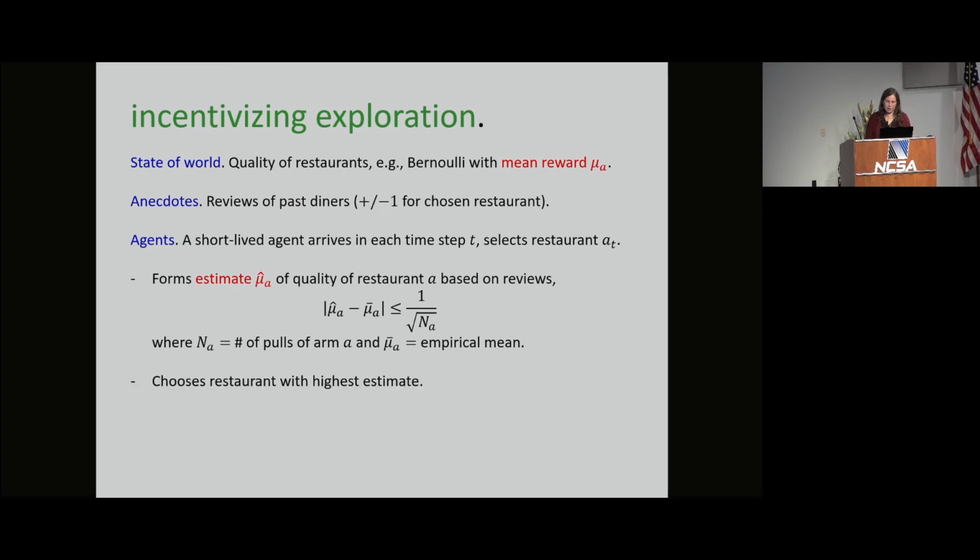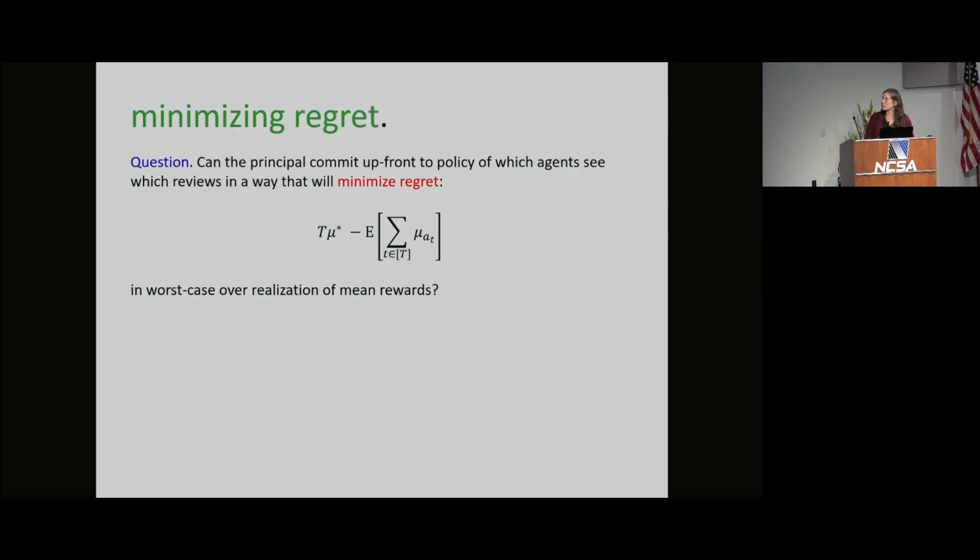And when you form all of your estimates that satisfy this inequality, then you as an agent decide to go to the restaurant with the highest estimate. And the question I want to ask is, can the principal commit up front to a policy of which reviews to show agents? So the principal's power now is to pick a subset of reviews in a way that's going to minimize regret.